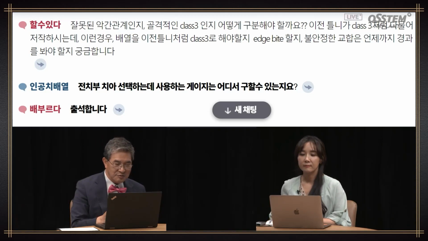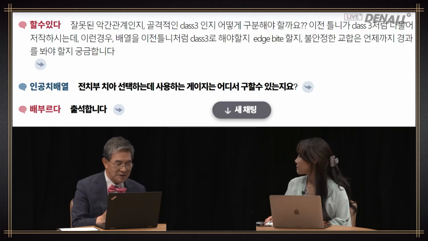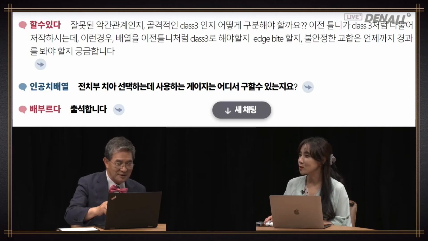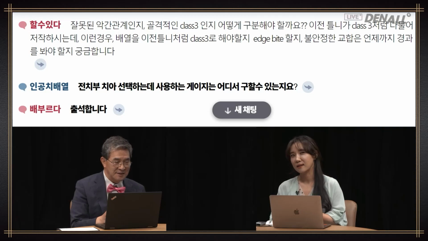How do you distinguish wrong arch relationship from skeletal class 3? The previous denture is closed for mastication like class 3. Do I need to arrange teeth in class 3 like previous denture or edge bite? How long do we observe unstable occlusion? I need to see the patient myself.